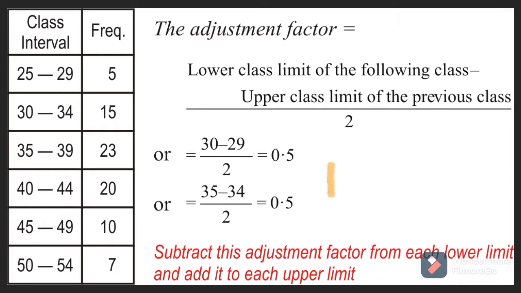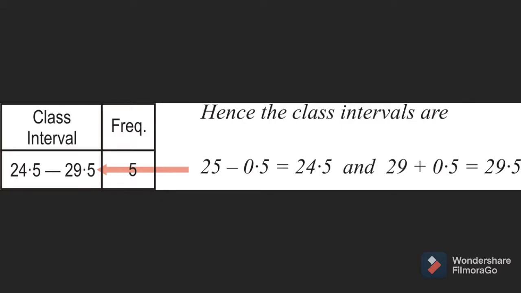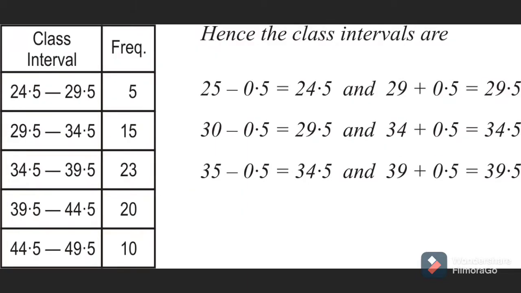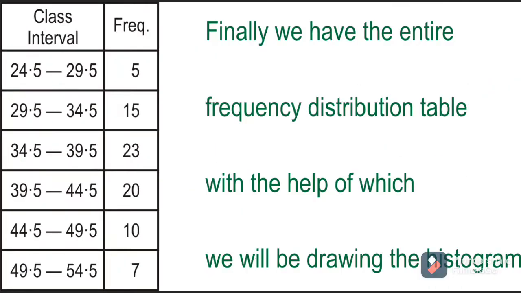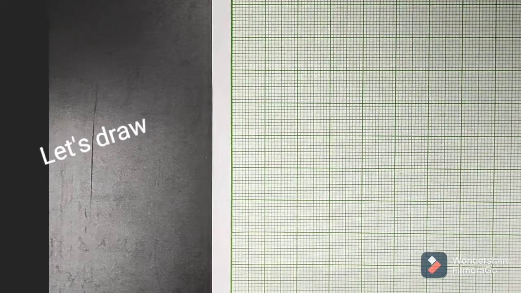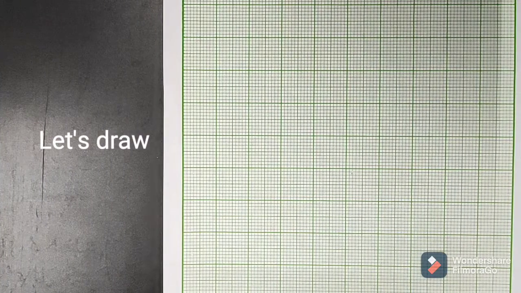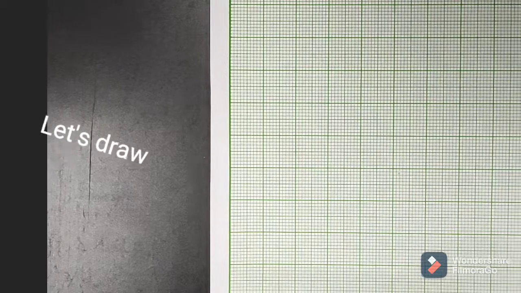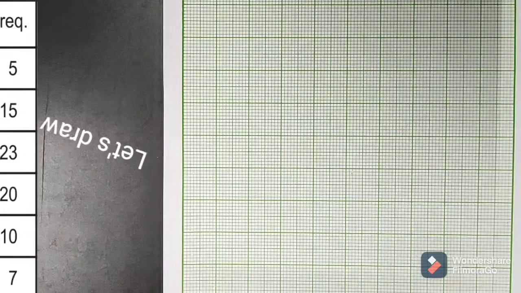Finally, we have to subtract this adjustment factor from each and every lower class limit and add the same to each and every upper class limit. Therefore, we will have the final class intervals like this. In the second problem, we have got our class limits as 24.5, 29.5, 34.5, etc., as you can see.